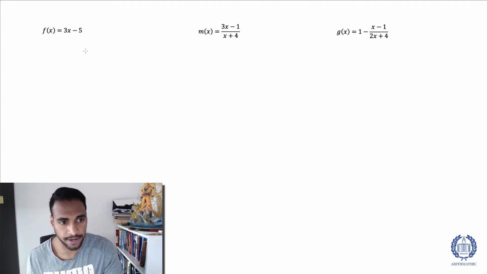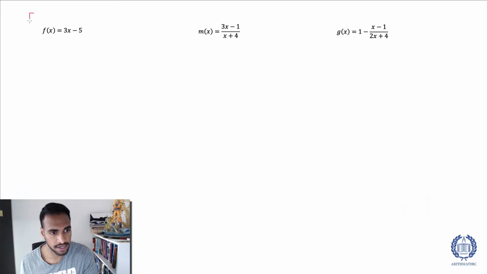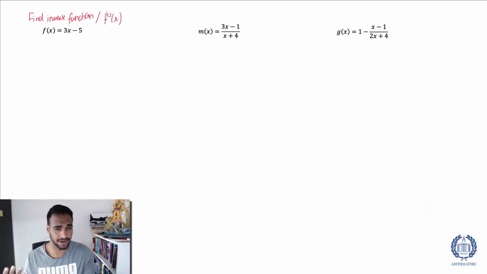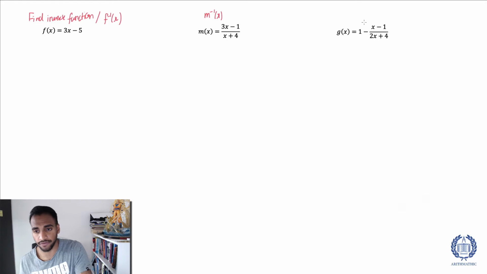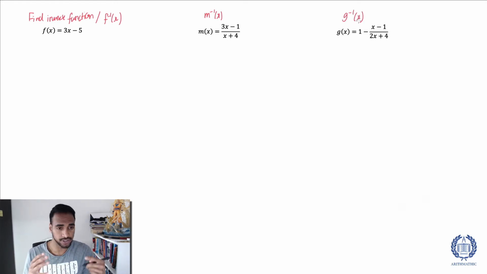So really, to be fair, you should have just asked, okay, find inverse function, right? That's normally how they'll ask in the exam. Find inverse function, or they'll say find f minus 1 x. Now f minus 1 x means inverse function. So you can have f minus 1 x, g minus 1 x, q minus 1 x. It all means inverse function. So for these ones, you're going to have m minus 1 x, which is what we want to find. And then this one would be g minus 1 x. Okay, so let's get straight to it.